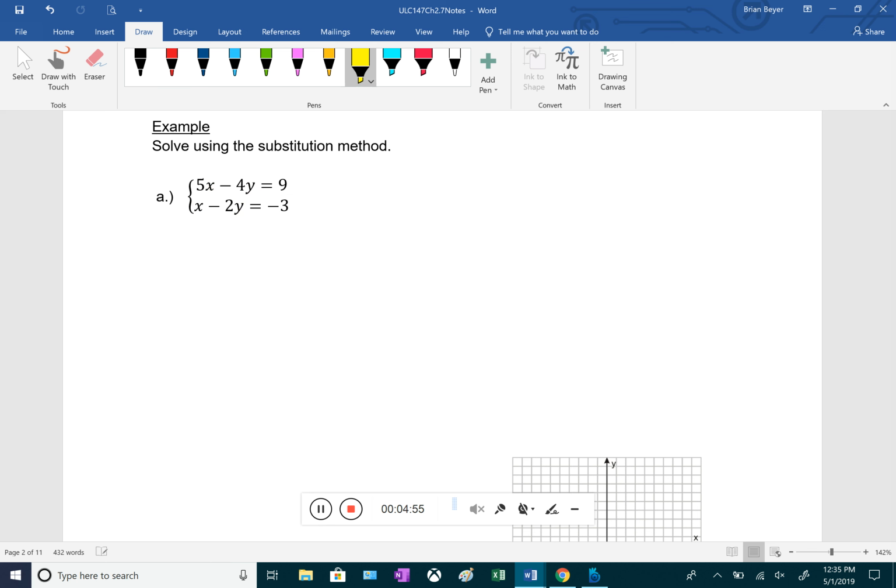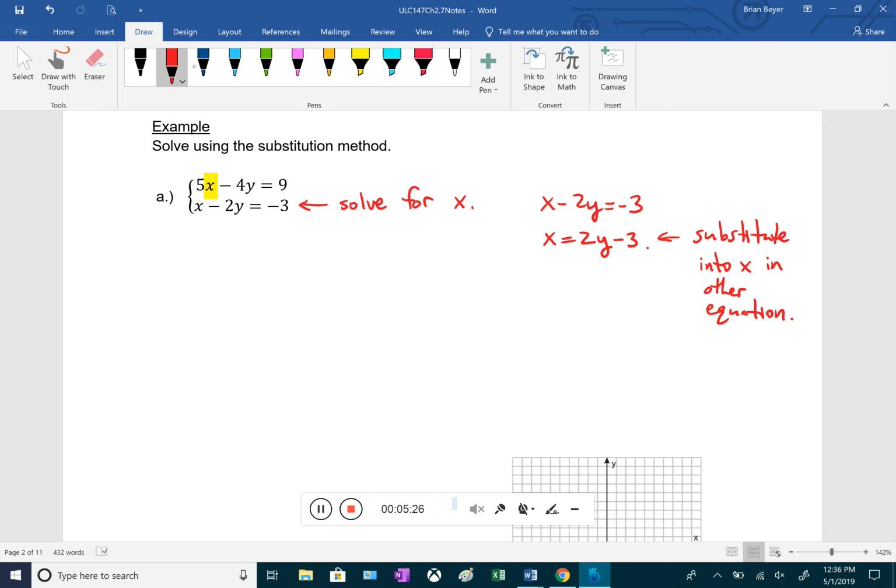The easiest one to solve for, in my opinion, is this x right here. If we solve for x, starting with x minus 2y equals negative 3, we add 2y to both sides. We get x equals 2y minus 3, and then we're going to take this and substitute it into the x in the other equation.